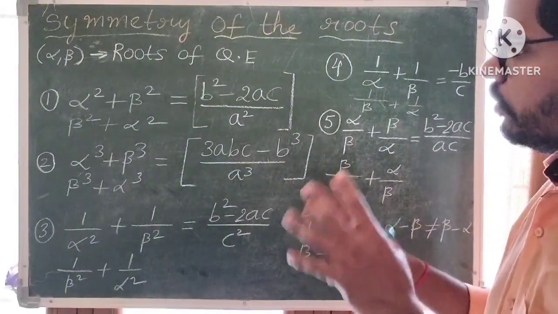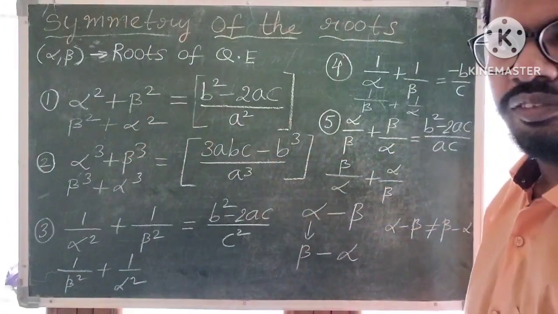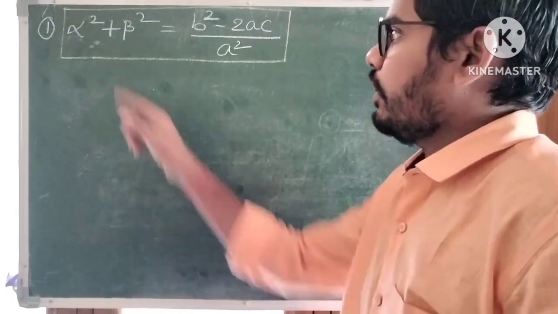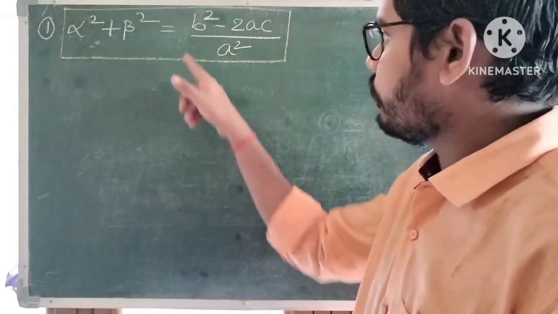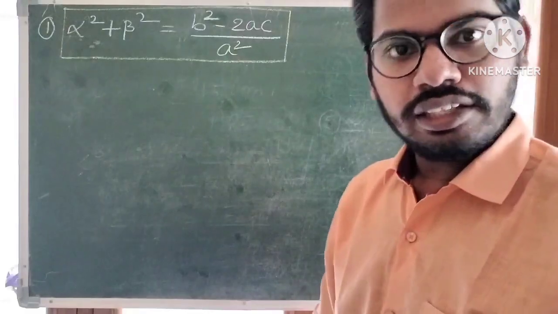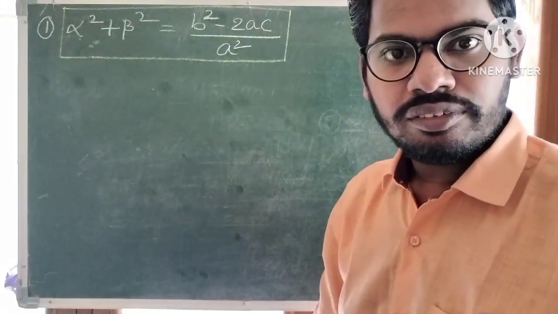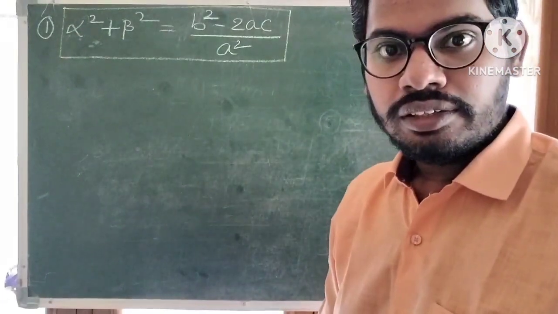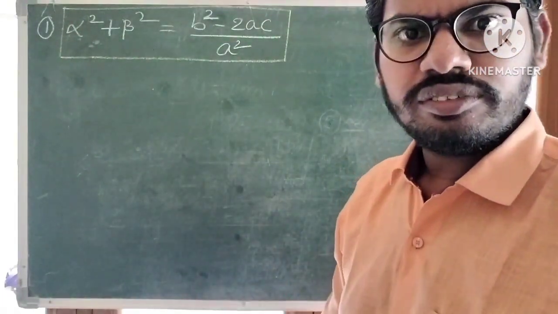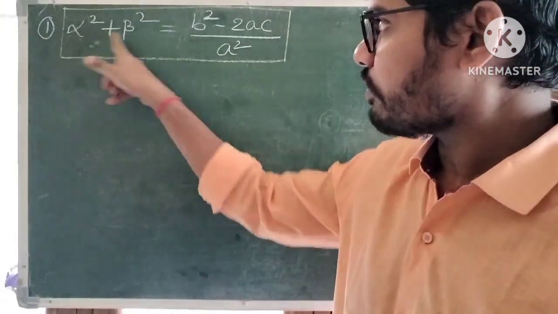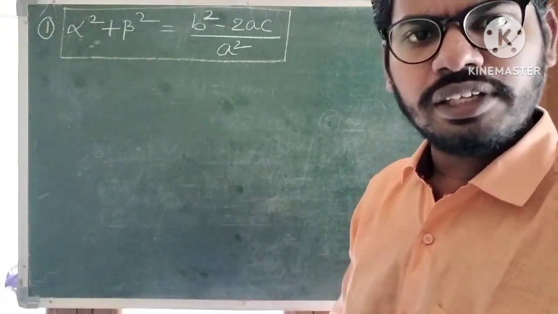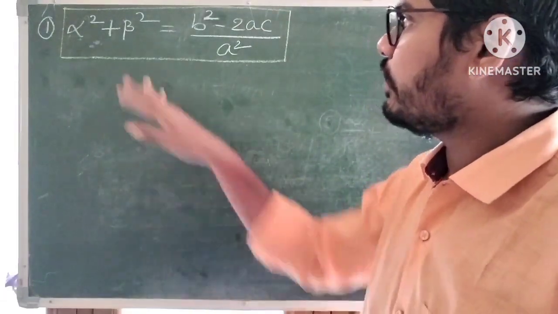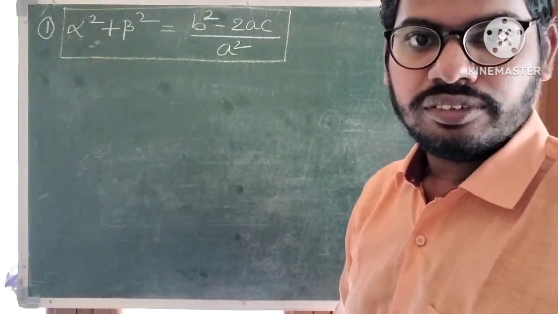Now let us derive all these formulas one by one. First symmetric function: alpha square plus beta square is equal to b square minus 2ac by a square. It's a symmetric function. Why? Because if we interchange alpha and beta, the expression remains unchanged. Alpha square plus beta square is equal to beta square plus alpha square. Anyhow, now I'm going to derive this formula.